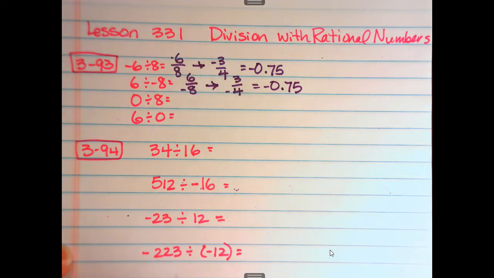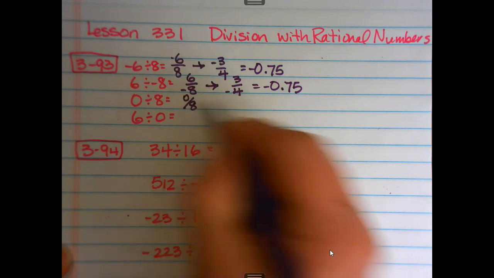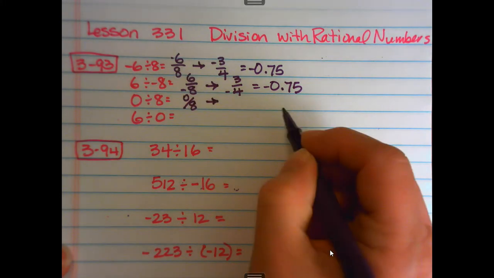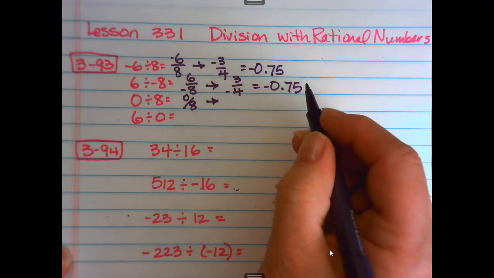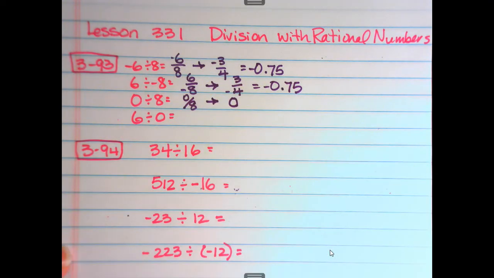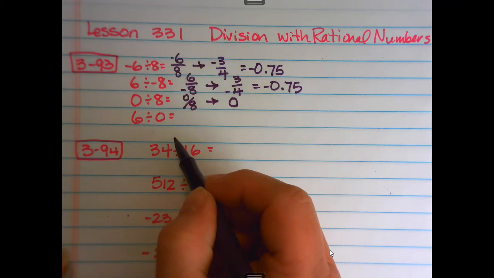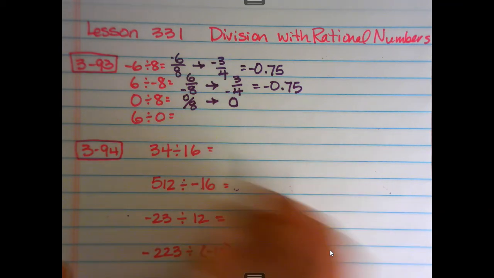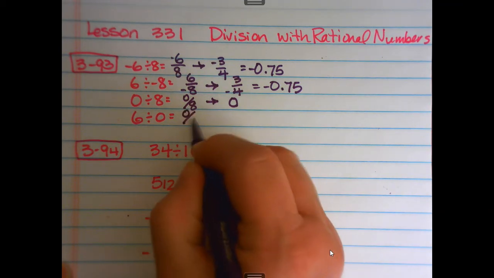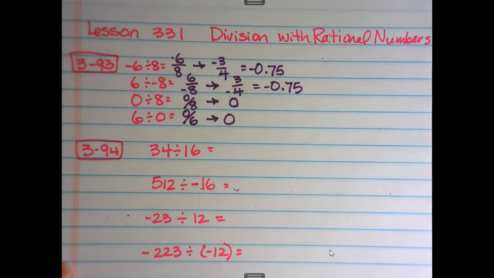The next problem I have is 0/8. And if I do a division problem and I have nothing to divide into 8 portions, my answer is either 0 or can't be done. 6, again, similar type of thing. I have 6 things and I'm dividing it or portioning it out into 0 portions. I would rewrite the fraction like this, and this is again either 0 or cannot be done.